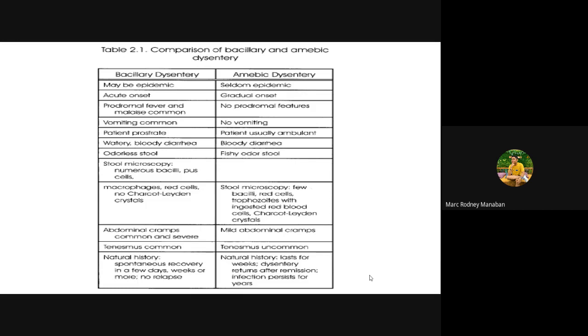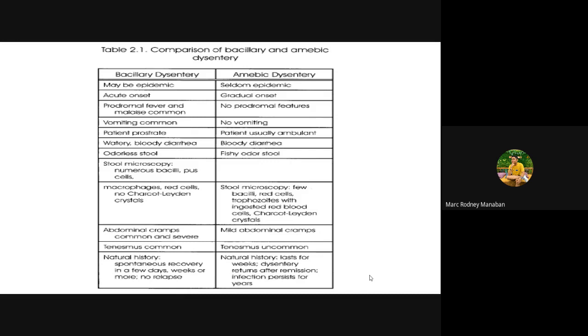So in general, the symptoms of bacillary dysentery are more intense compared to amoebic, but there are fewer chances of relapse, mas wala chances na mabalik siya. For amoebic, pwede pa siyang mabalik, and it can persist, the infection, for years. So pwede siyang mudugay. Now, of course, a very important difference is microscopy.